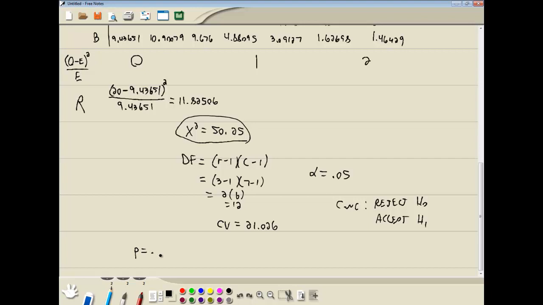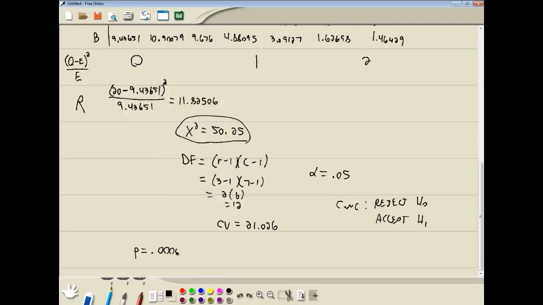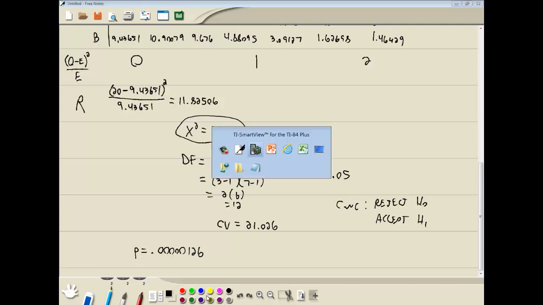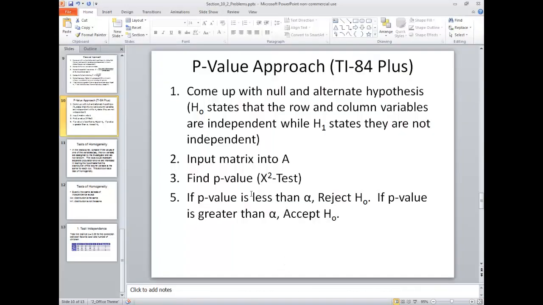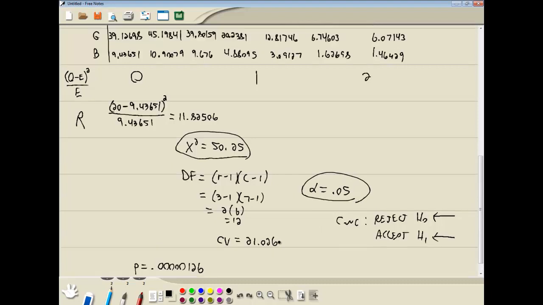We came up with p is equal to point. Now this is scientific notation. This means move your decimal place 6 places to the left. So I got 1, 2, 3, 4, 5, 1, 2, 6. And it says if p-value is less than alpha, you reject H0. So we would still reject H0, which means we would accept H1, because the p-value is less than our alpha. So you can see it's much easier to do it with technology. So much better way to do it.